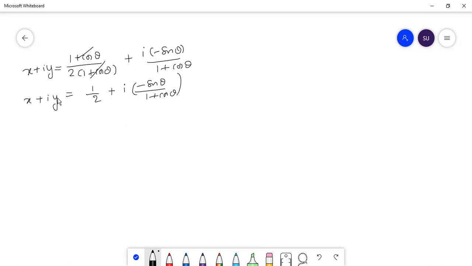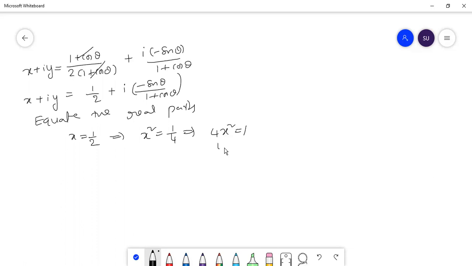Again, two complex numbers are equal means we can equate the real parts and imaginary parts. Equate the real parts in this question. If equating the real parts, what will happen? x is equal to 1 by 2. Squaring on both sides, you will get x square is equal to 1 by 4. That implies 4x square is equal to 1, so 4x square minus 1 is equal to 0. This is what we need to prove.